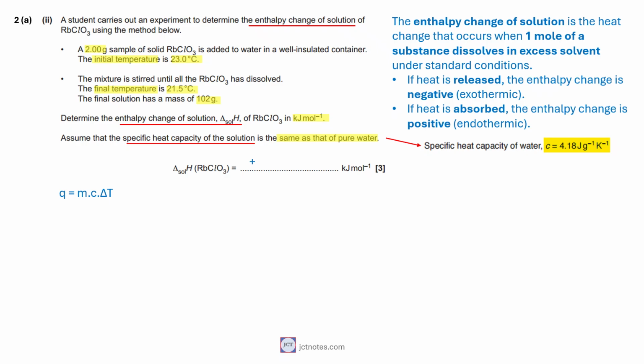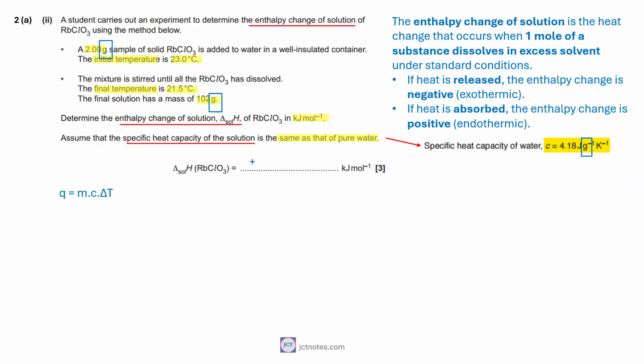The specific heat capacity is given in joules, but the final answer is required in kilojoules, so we must convert the result from joules to kilojoules at the end. The mass is given in grams, which is correct because the specific heat capacity is also based on grams.